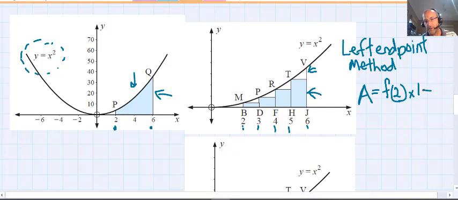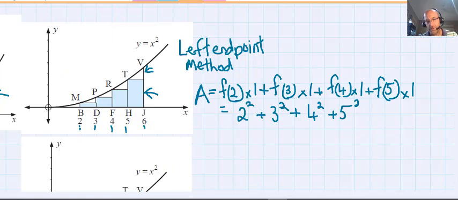Then we have to add the area of the second rectangle, and so on. Okay, so these are simple calculations. I've dropped the times 1 on the second line, and we just substitute the values for x into the given function, y equals x squared. So we have 2 squared plus 3 squared plus 4 squared plus 5 squared. That area is 54 units squared.